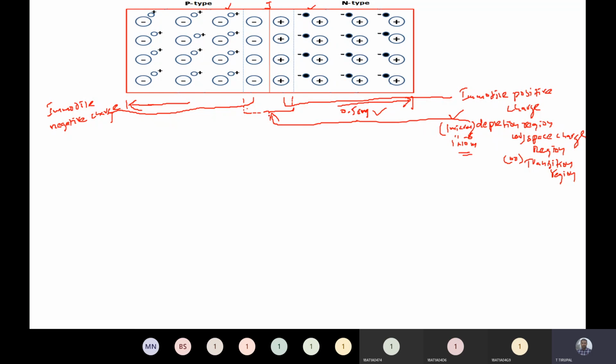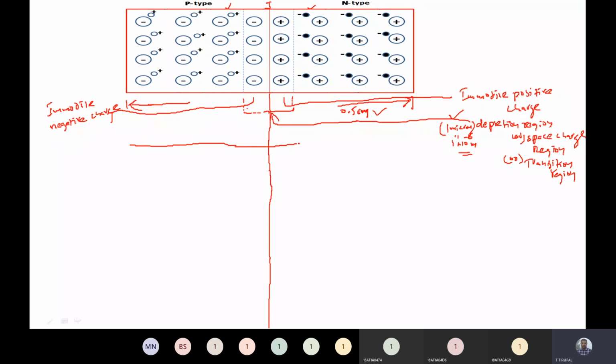Now, these are very important for competitive exams. Certain characteristics come into existence here because I am taking a junction, which is the center point between P-type and N-type semiconductor. At this junction, there arise certain characteristics. The first characteristic is called charge density.